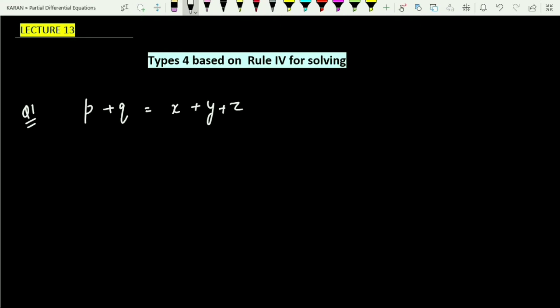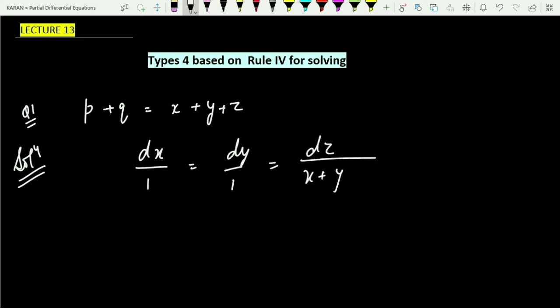The first question for the day is p plus q equals x plus y plus z. The first step for this question is we always have to write the Lagrange auxiliary equation. The Lagrange auxiliary equation corresponding to this will be dx upon 1 equals dy upon 1 equals dz divided by x plus y plus z, right?